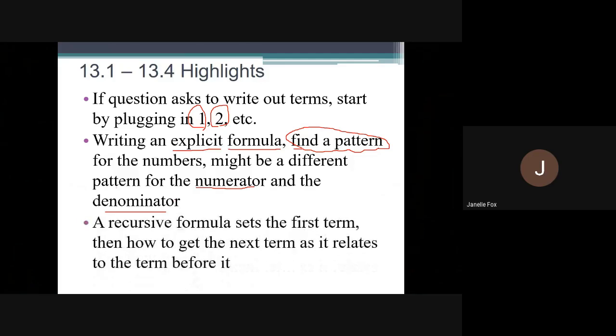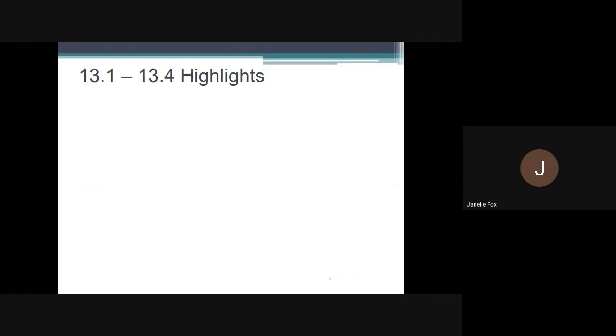There's another thing they ask you to do called a recursive formula. If they ask you to do a recursive formula, you're going to set the first term and then how you get the next term as it relates to the term before it. That's what a recursive formula looks like. So there's always an a sub 1 equal to something. And then they go a sub n is equal to something relating to the a sub n minus 1 term, something like that, okay?